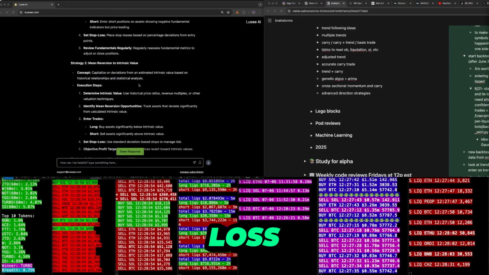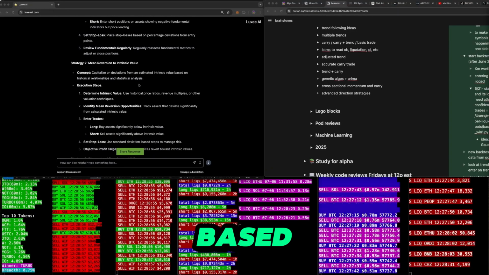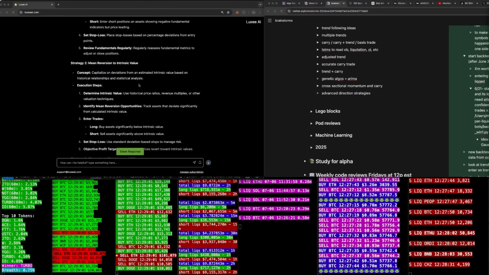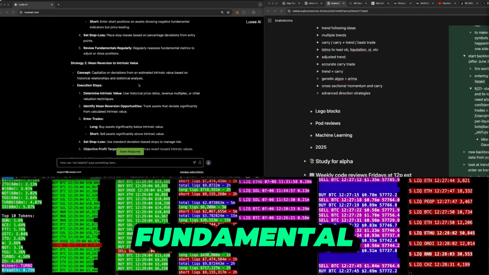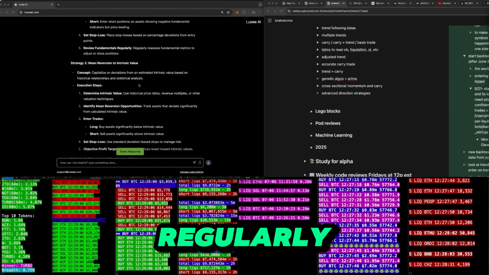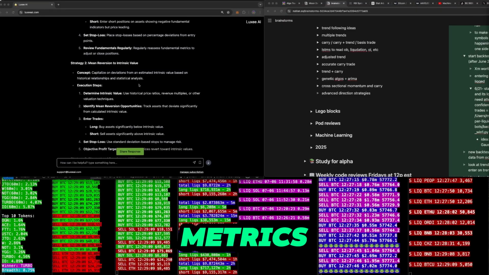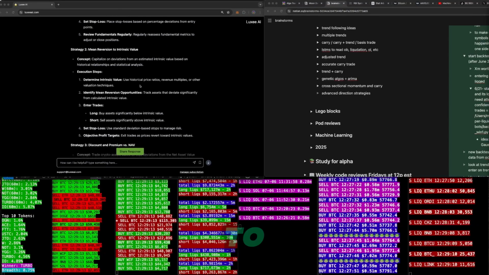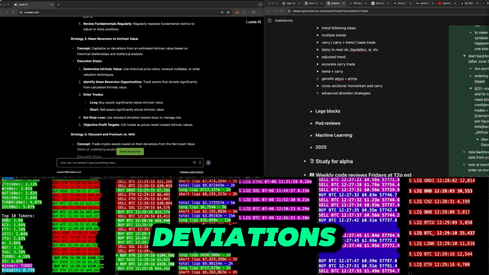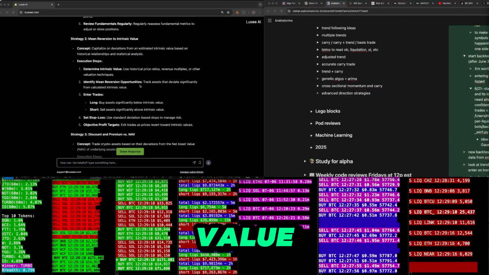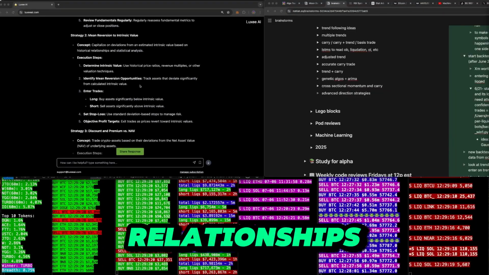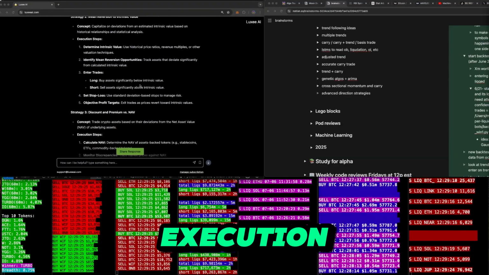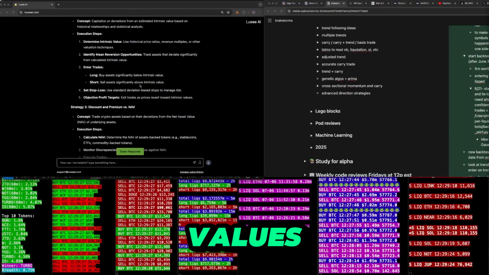Set stop loss. Place stop losses based on percentage deviations from entry points. Review fundamentals regularly. Regularly assess fundamental metrics to adjust and close positions. Mean reversion to intrinsic value. Capitalize on deviations from an estimated intrinsic value based on historical relationships and statistical analysis. Execution steps. Determine intrinsic value.